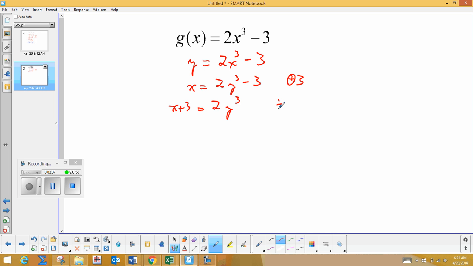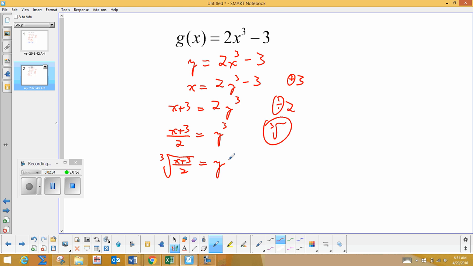Then we need to divide by 2. So x plus 3 over 2 equals y cubed. And now to undo the cube, we need to take the cube root of both sides. I don't really have a big symbol for that, but we're going to cube root both sides. So that just gives us this. The cube root of x plus 3 over 2 equals y. The cube root of y cubed is y. So I do that little extra step of writing it in the way I'm more comfortable with.